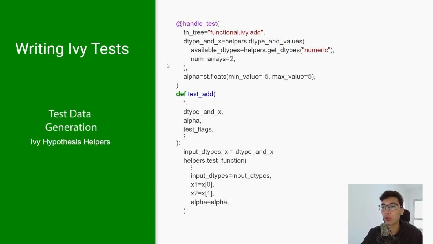And then we also describe that we want our alpha to be a float number, and it has a minimum value of -5 and a maximum value of 5. And we also pass that down the tree to the test function, which will then create the IV arrays or the backend specific arrays and make sure this input is correct and call the function with this input on the generated arrays, and then do the equality test between the backends we are testing.